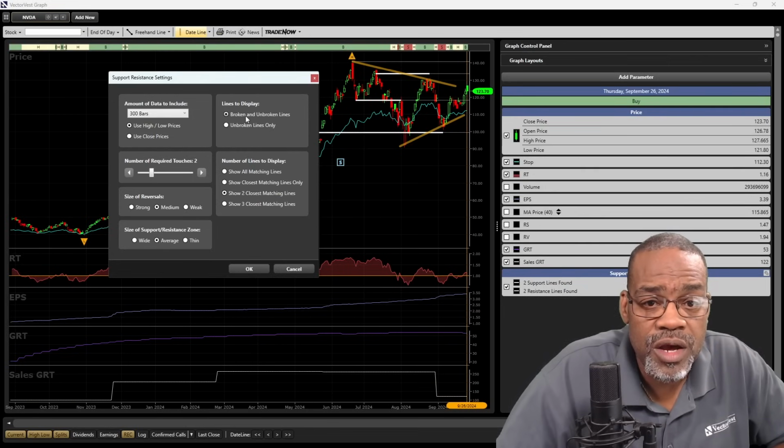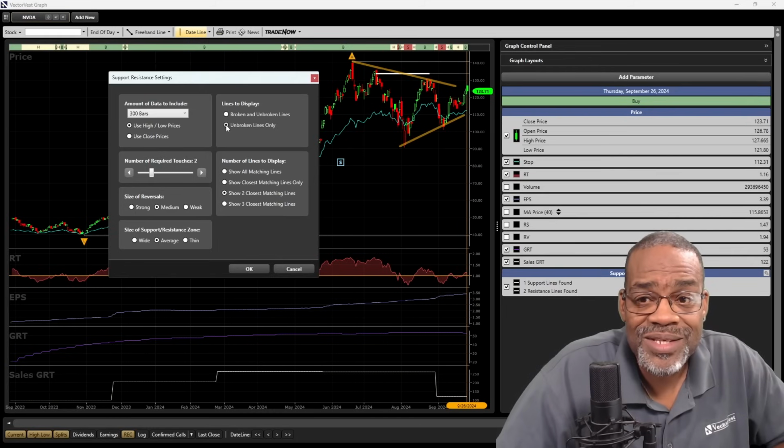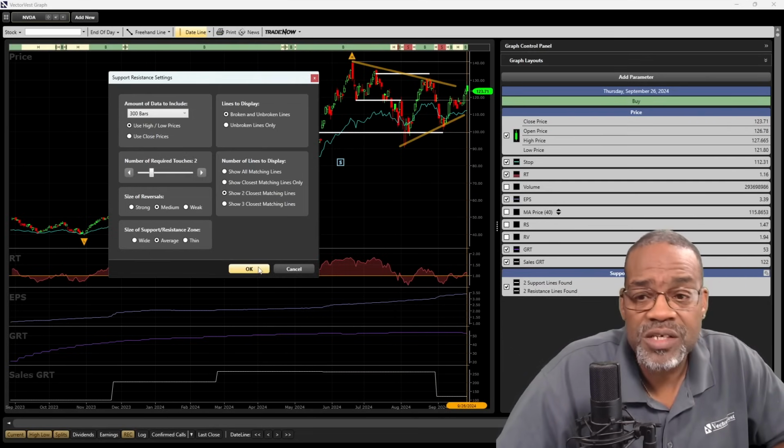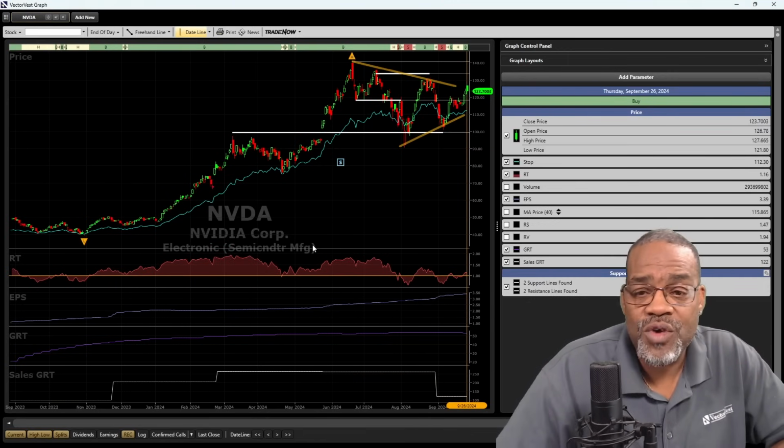I want broken and unbroken lines, or if I want only unbroken lines, notice that. So we can change. I'm going to keep broken and unbroken lines. It gives me more flexibility. And I want to show the 2 closest matching lines. There's a lot of flexibility when you set up support and resistance. All right. So now I'm looking for a couple of things.